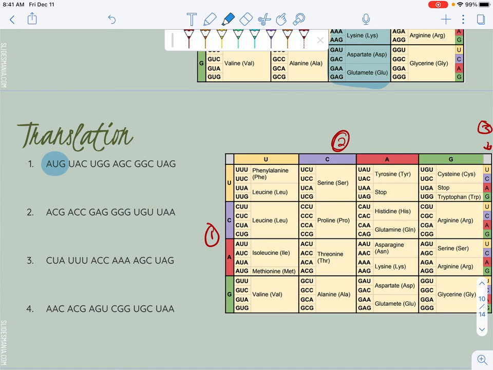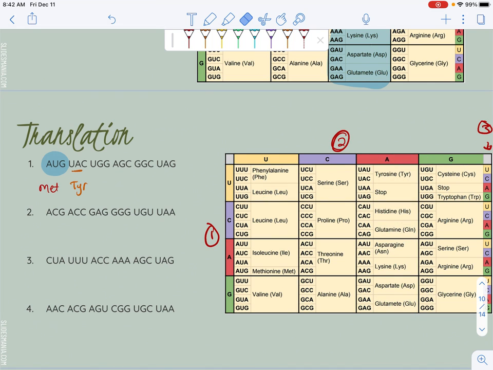So we start with AUG. First letter A goes across, second letter U, so I highlight going down. So I'm looking at this box right here where they intersect, and it says AUG means methionine, so I put MET right there. Now, next one, UAC. So I want to find my U row because U is the first letter, A column because A is the second letter. So it's in this box where they intersect. UAC is tyrosine, T-Y-R.